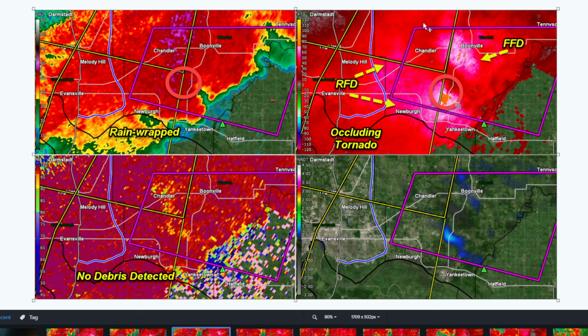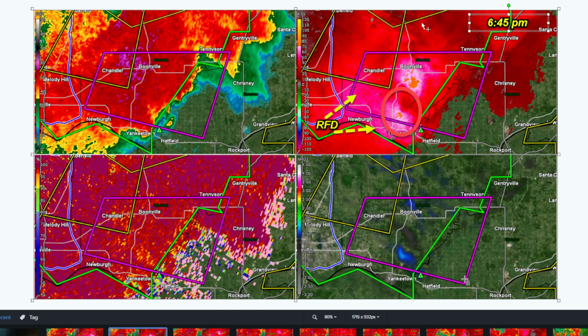So just pretty much due north of Yankeetown would be where that circulation is. Again, we still have that area of forward flank downdraft winds, and rear flank downdraft winds continue as well. Not detecting any more debris, so we know that the tornado is starting to lift. Anything that we have beyond Highway 61, we know is going to be damaging winds, because at this point, a little bit of circulation is left, but we have two areas of enhanced damaging winds here. We still have that RFD on the backside of where that rotation was.